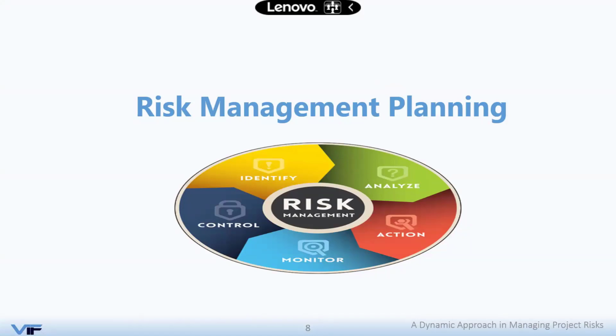So let us start with the first step, which is risk management planning. I'm sure you all heard before the saying, if you fail to plan, then you plan to fail. And this is true in project planning and risk management. 80% of risk is all about planning so that you can save later on during execution of the project.